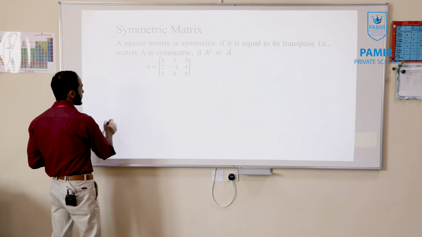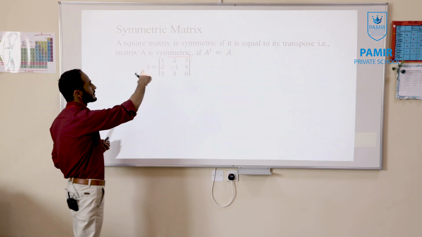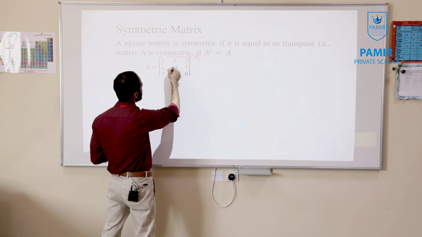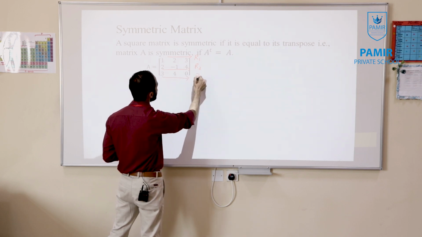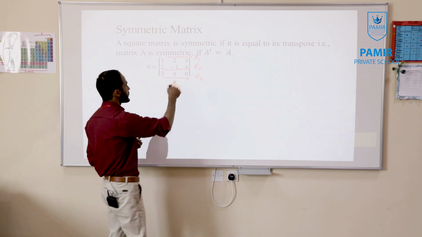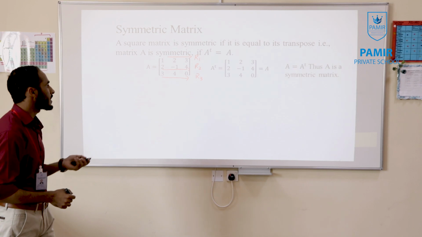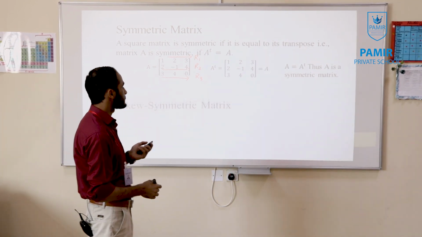So then we will get the transpose of the matrix. For example, row 1 we have R1, row 2 R2, and row 3; all these rows we will convert into column form. So we will get the transpose of the matrix. If the transpose equals the original matrix, then we call A a symmetric matrix.